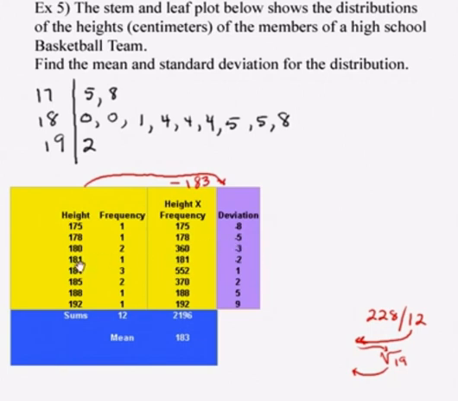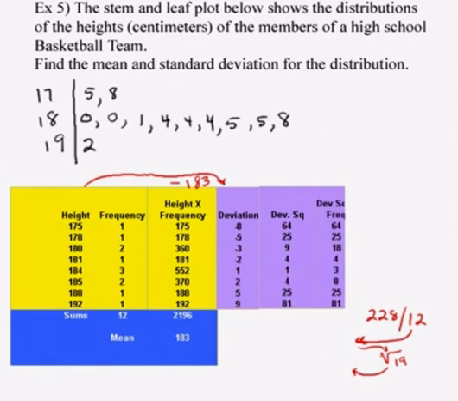So then going back to the 181, minus 183 is negative 2. 184 minus 183 is 1. 185 minus 183 is 2. 188 minus 183 is 5. And 192 minus 183 is 9. So that's how far each of these heights deviates from the mean. And then what we're going to do is square those. So the deviation squared is positive 64, positive 25, positive 9, positive 4, 1, 4, 25, 81.